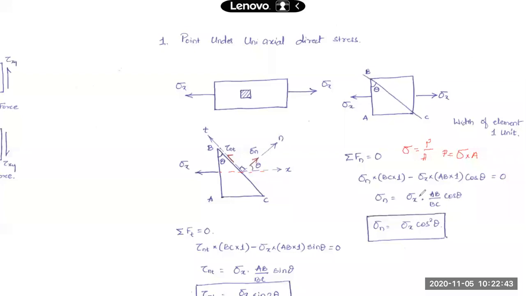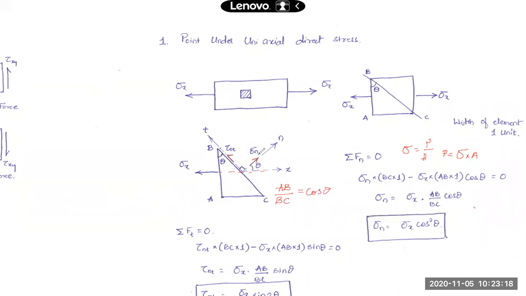Okay, sigma x into AB by BC into cos theta. If I take all the terms on the right side, except sigma n, this is what I am going to get. From this triangle, AB by BC, adjacent by hypotenuse, is nothing but cos theta. So what comes out is sigma n is sigma x into cos square theta. Okay, so this is what we got.